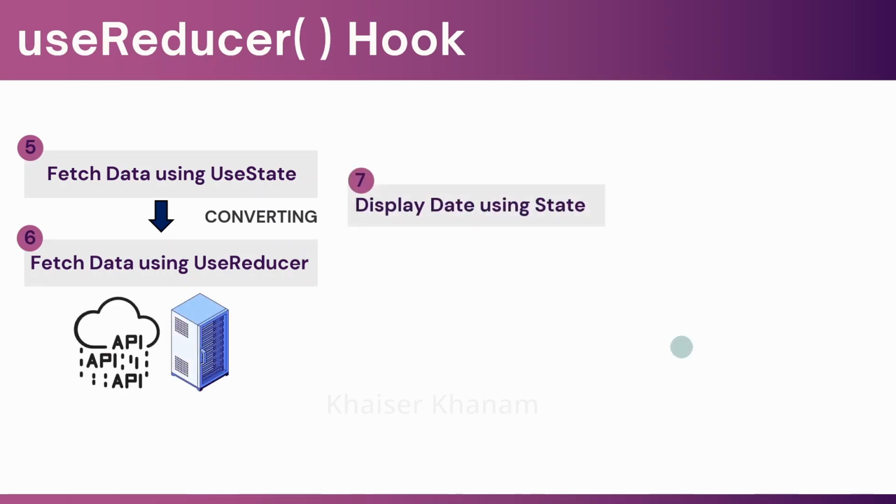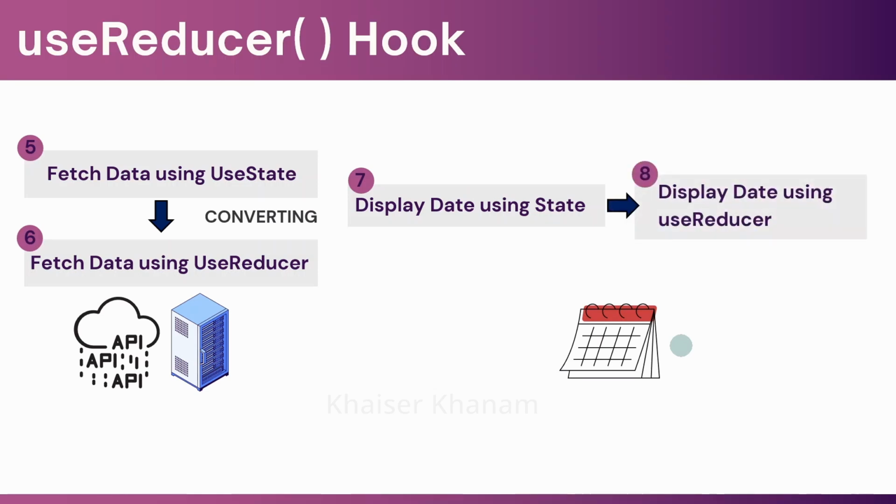Then we are going to see how to display using state, and then again we are going to convert this project and we are going to use the concept of useReducer. After doing all these 8 projects and understanding the structure of useReducer, and also in our to-do list project, we are going to see how to handle complex state updates.